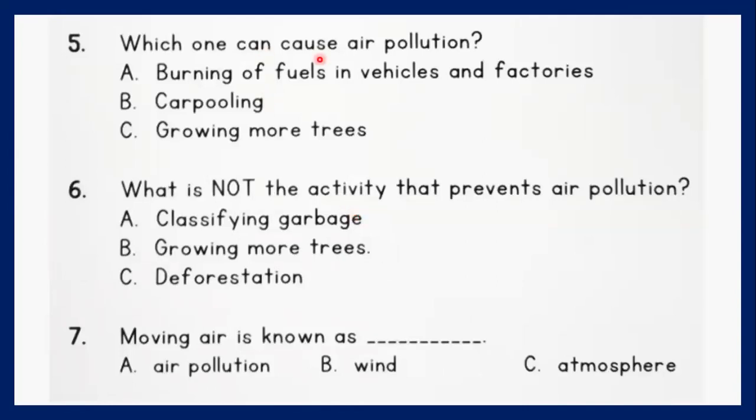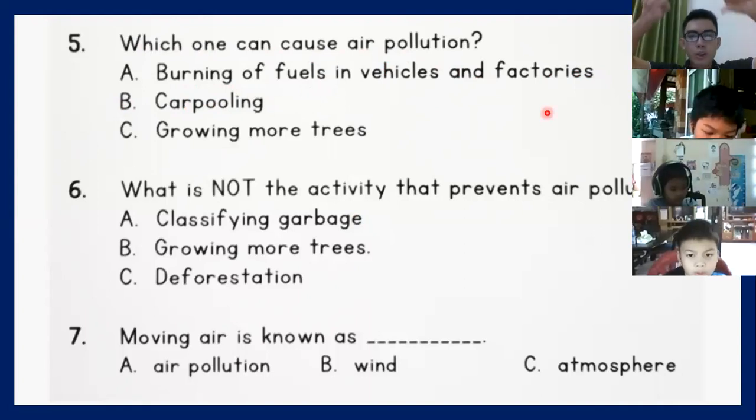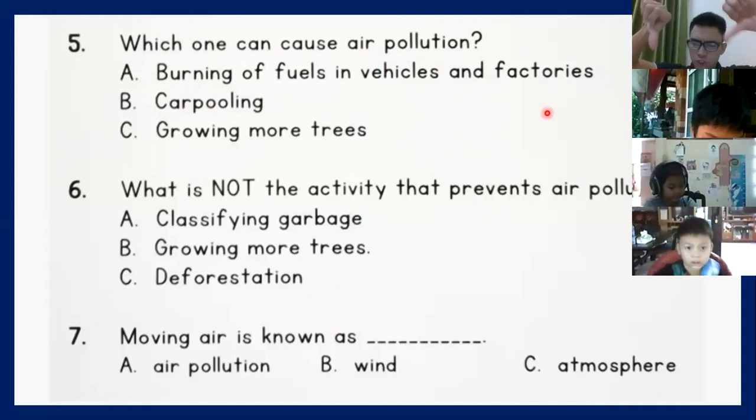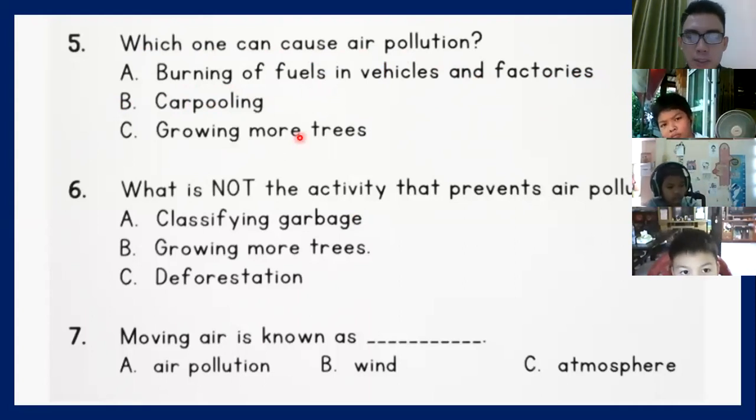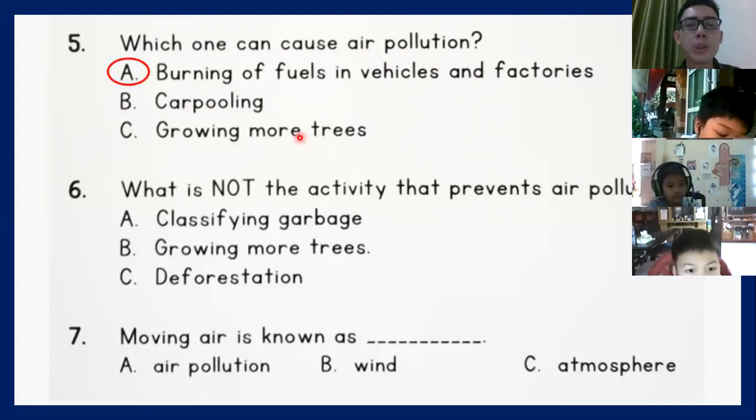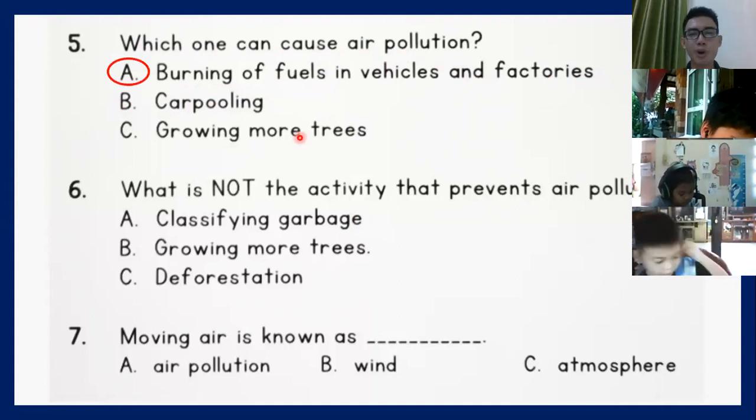Which one can cause air pollution? A, burning of fuels in vehicles and factories. B, carpooling. C, growing more trees. Which one is the cause of air pollution? Which one is not good? A, B, or C? A. Sure? I'm sure. A, burning of fuels in vehicles and factories can cause air pollution.